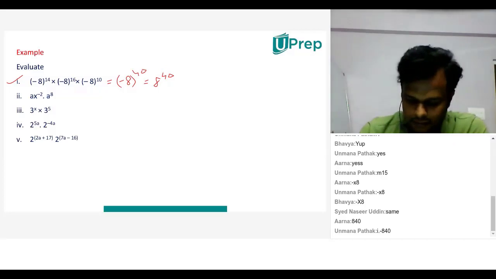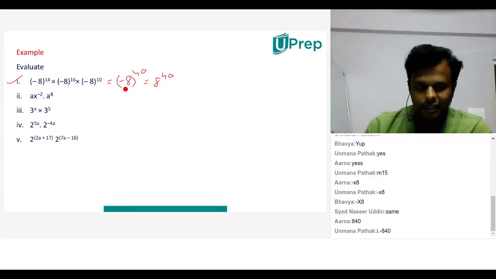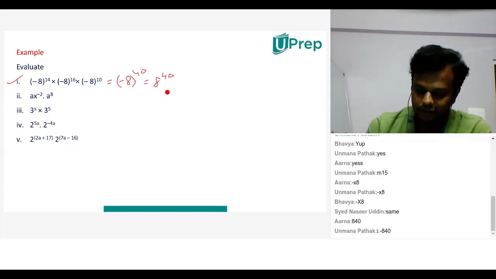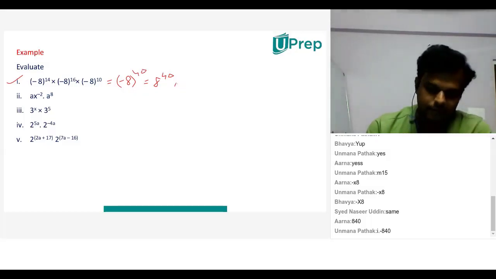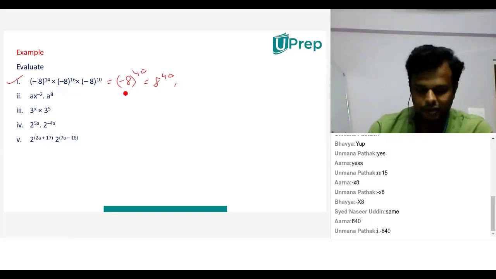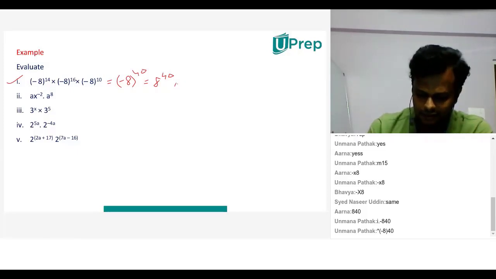Sir, so what, the base is positive already? See, I gave you a point in the starting, right? When the rational number is negative, but the power is even, the number will become positive. You remember the slide that I was talking about when we started the class? So here the number is negative, but the power is even. Then what about 8 to the power 3? Will it be positive or negative?